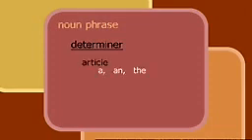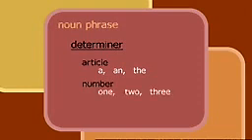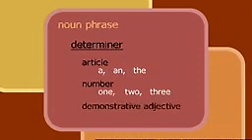A noun phrase is made up of a determiner. That might be an article like a, an, or the. A determiner could be a number like 1, 2, or 3. Or it could be a demonstrative adjective. For example, this or those.